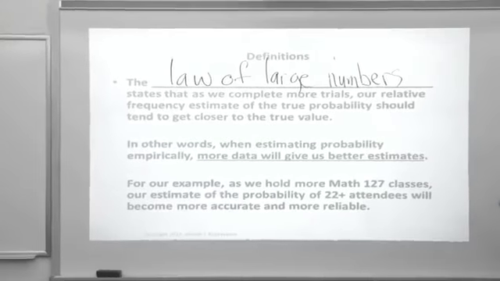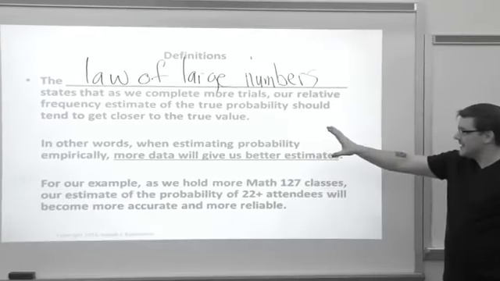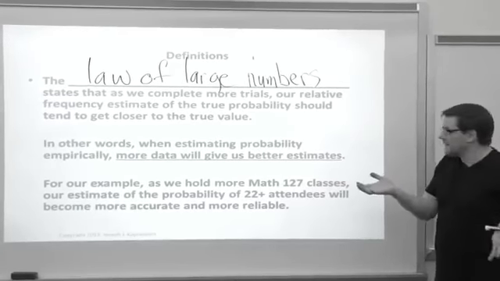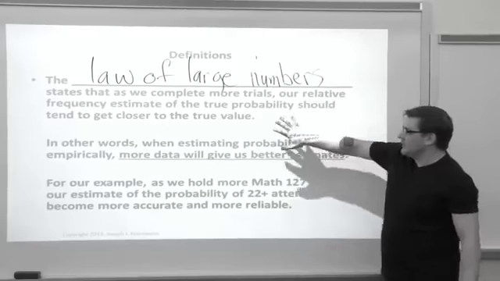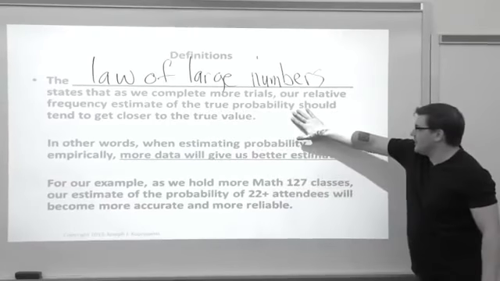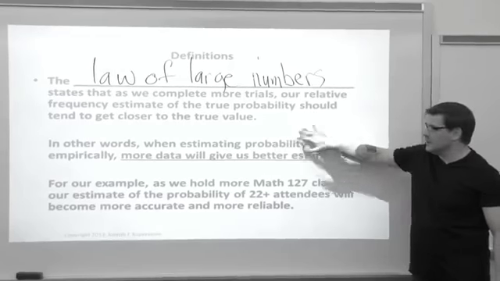All right, the law of large numbers. This states that, and this makes sense, as we complete more trials, in other words, as we collect more data, our relative frequency estimate of the true probability should tend to get closer to the true value.